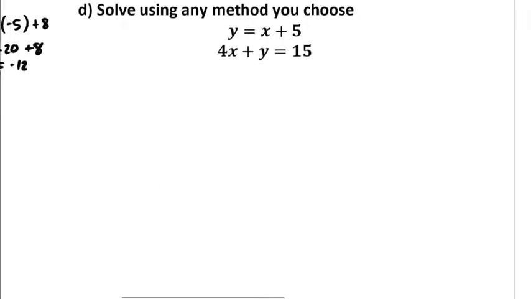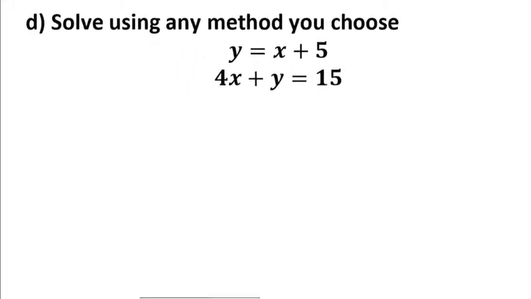The last problem here says, hey, solve this using any method you choose. For this particular one, I just can't unsee the fact that this is equivalent to y. So I'm going to plug that into this second equation. If you choose a different method, that's okay. I'm going to use substitution.